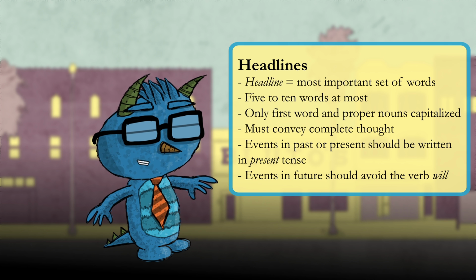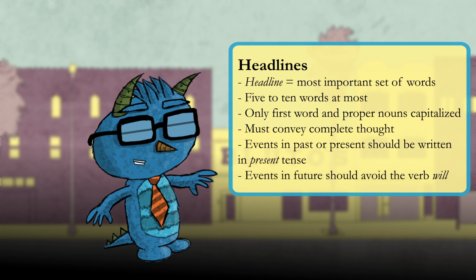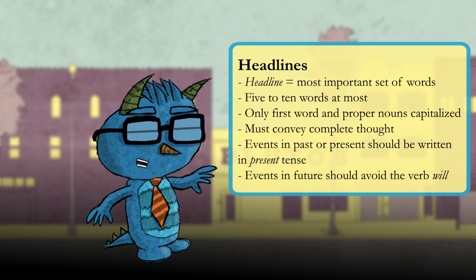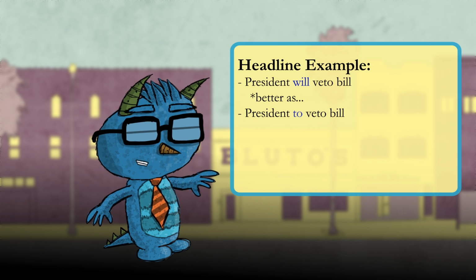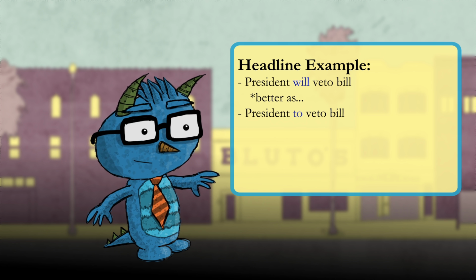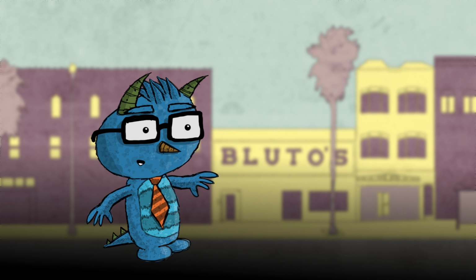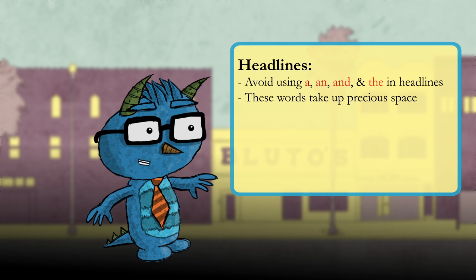Headlines referring to events from the past or present should be written in present tense. Headlines dealing with things that will happen in the future should avoid the verb will. For example, "President will veto bill" would be better written if it said "President to veto bill." Also avoid the use of the words a, an, and the. Headlines are short, and these words just take up precious space that you need to capture audience attention.